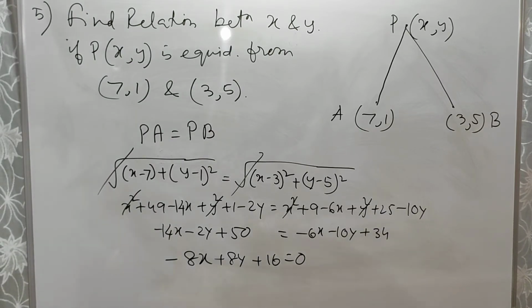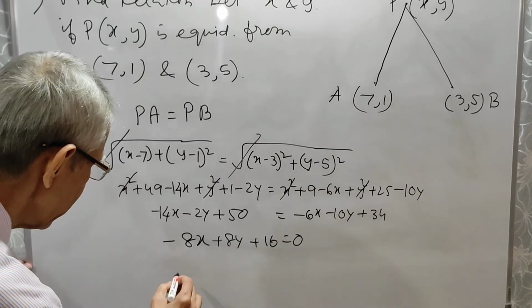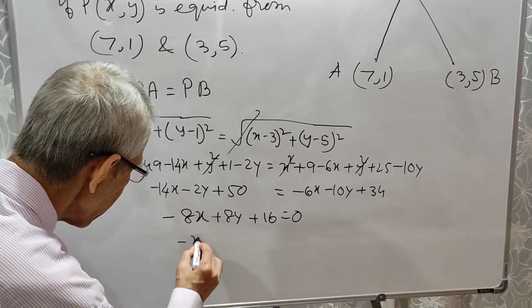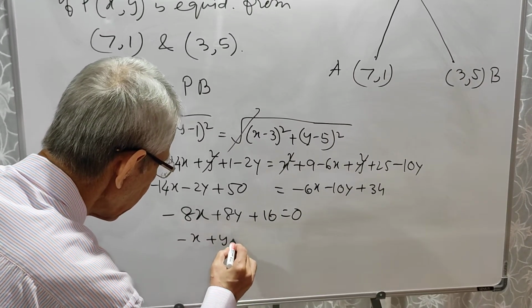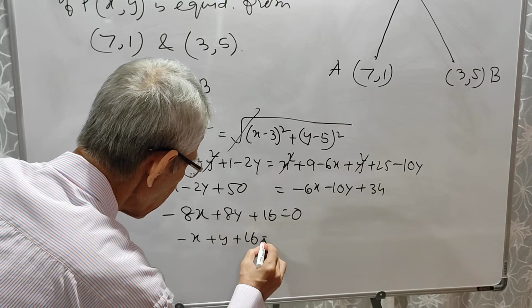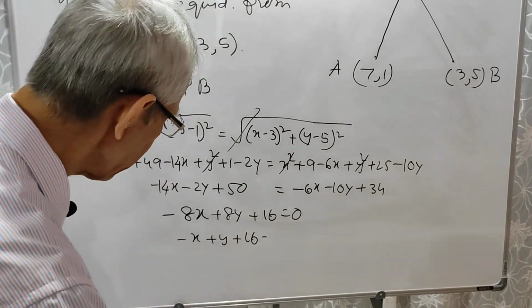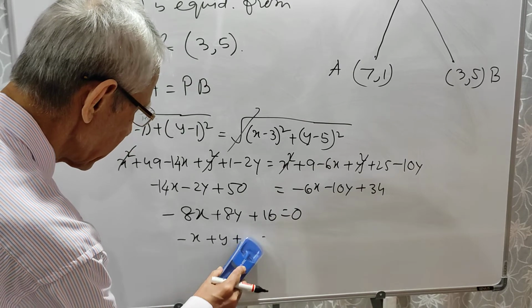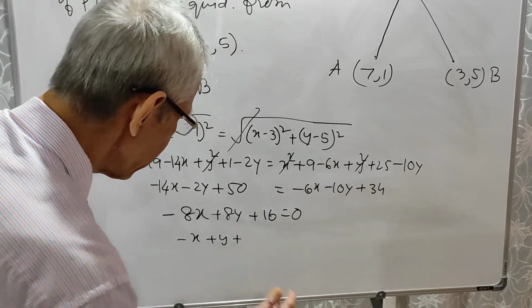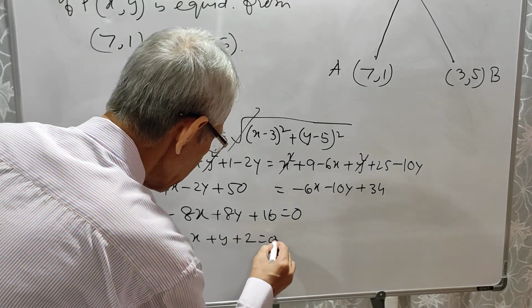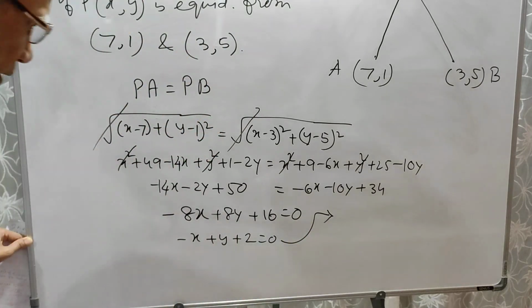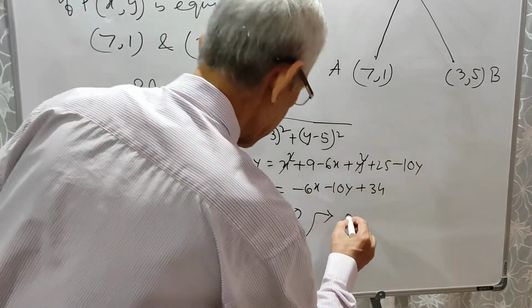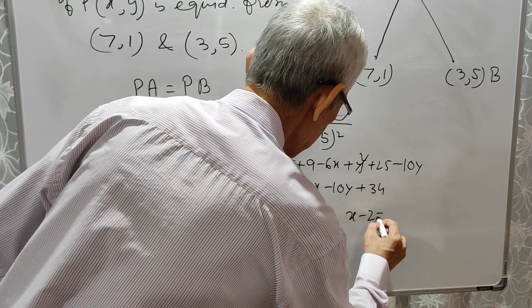Now dividing by 8, so what do you get then? Minus x plus y plus 16 equal plus 2 equal to 0. Dividing by 8, simplify the equation, equal to 0. So therefore we get the final relation, what? x minus 2 equal to y.